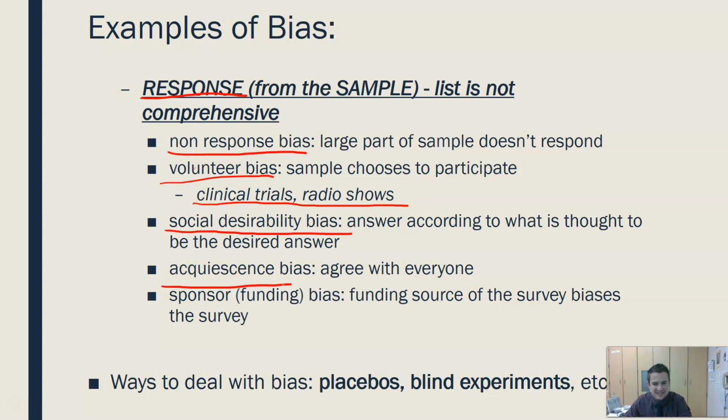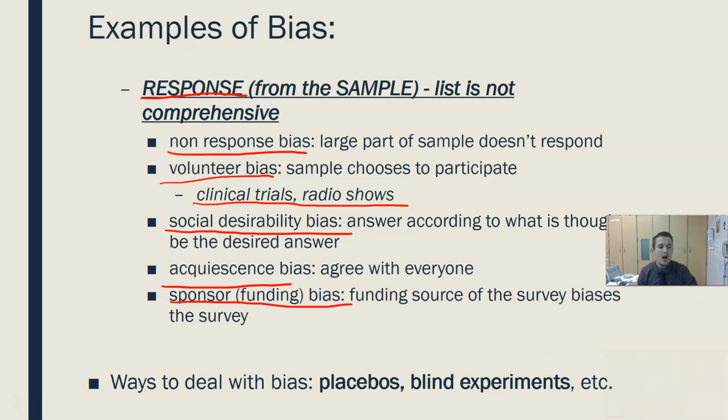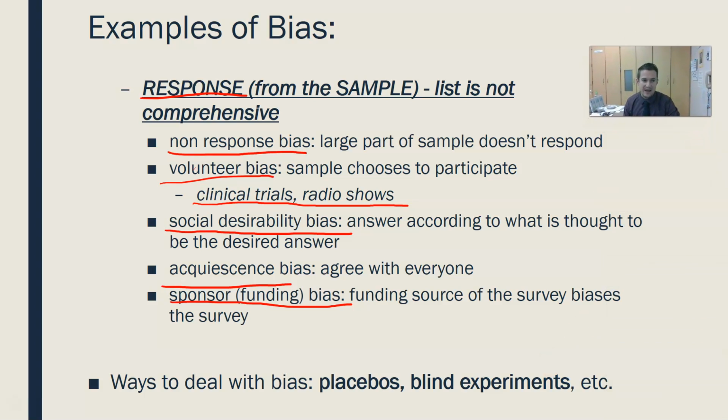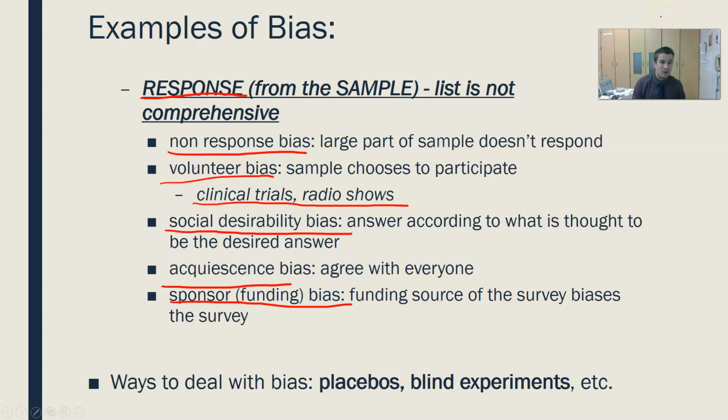Acquiescence, I think is how this is said. I'm not completely positive. Bias is just where you agree with everyone. Sponsor or funding bias, funding source of the survey biases the survey. So maybe people are given rewards for filling out the survey or something like that. So there's lots of different ways that surveys can be biased. And that's not okay. When formulating research experiments, observational studies, all these different kinds of things, the results need to be unbiased in order to make an accurate inference about the population.